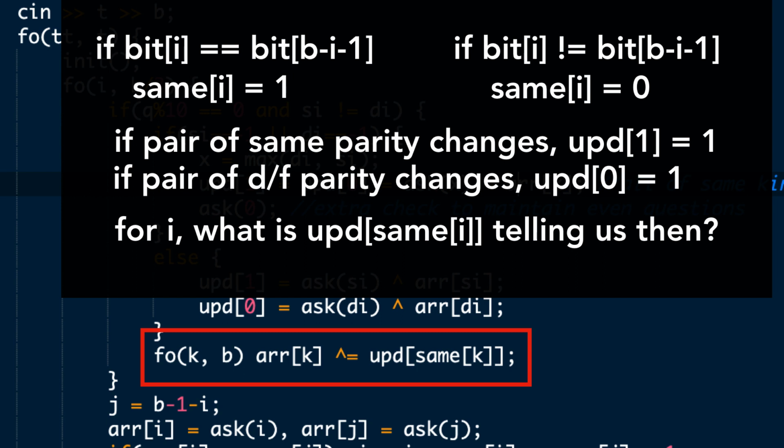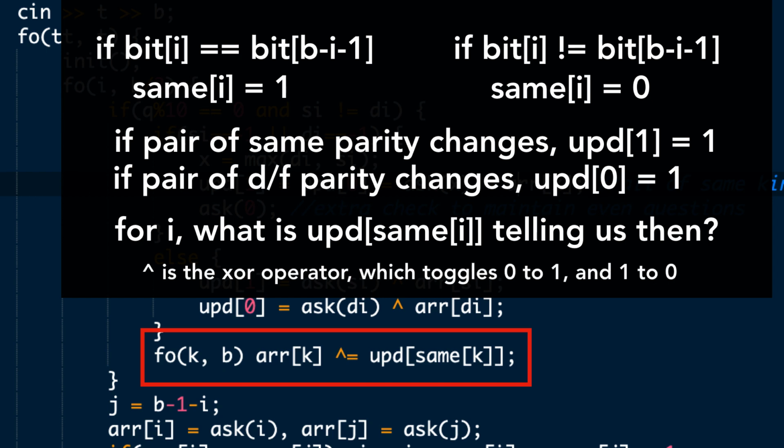That is exactly what this update same I is telling me. And the XOR operation, which is denoted by this hat symbol, is famous for doing that operation. So that is why I'm iterating on the complete array of size b, and for every kth element I'm taking the XOR with update same k.